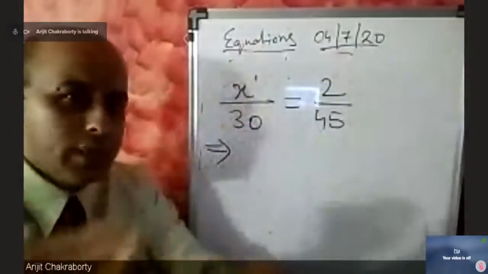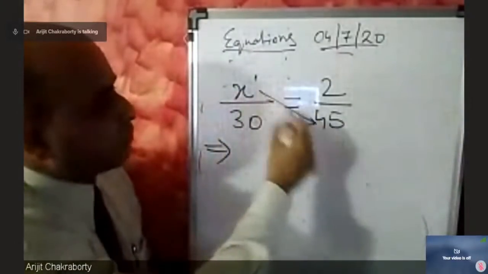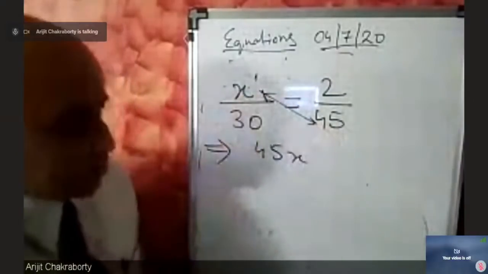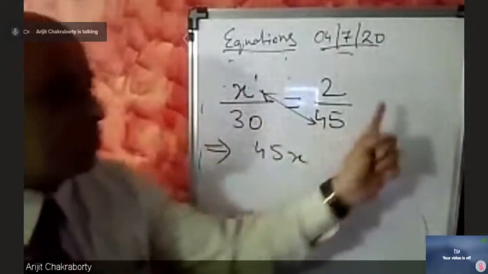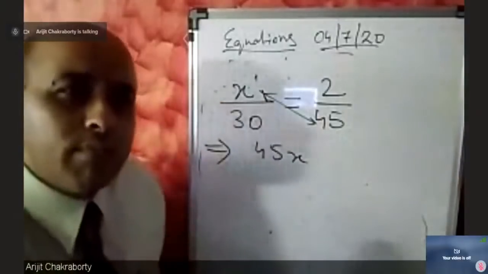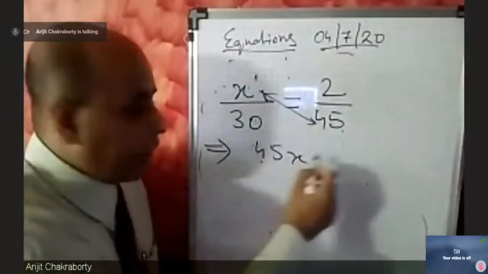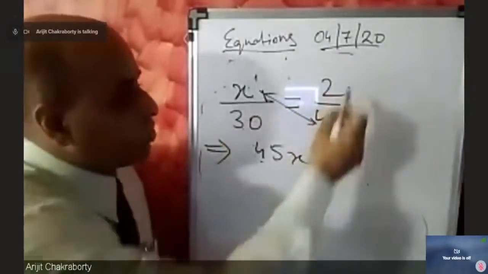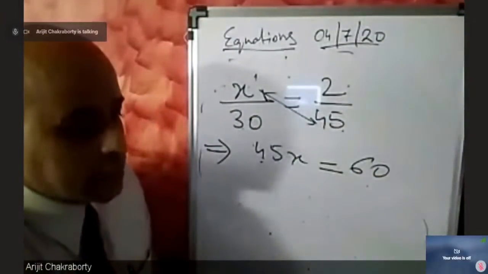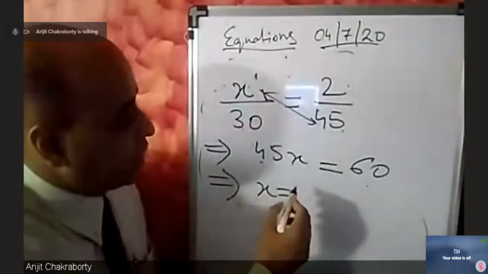you know the diagonal rule, the cross multiplication. So 45 into x, because we have x by 30 equal to 2 by 45. So the numerator on the left hand side, we are multiplying it with the denominator on the right hand side. So we have 45x equals 30 into 2. So it is 60. Right? So therefore we can easily find out the value of x from here.